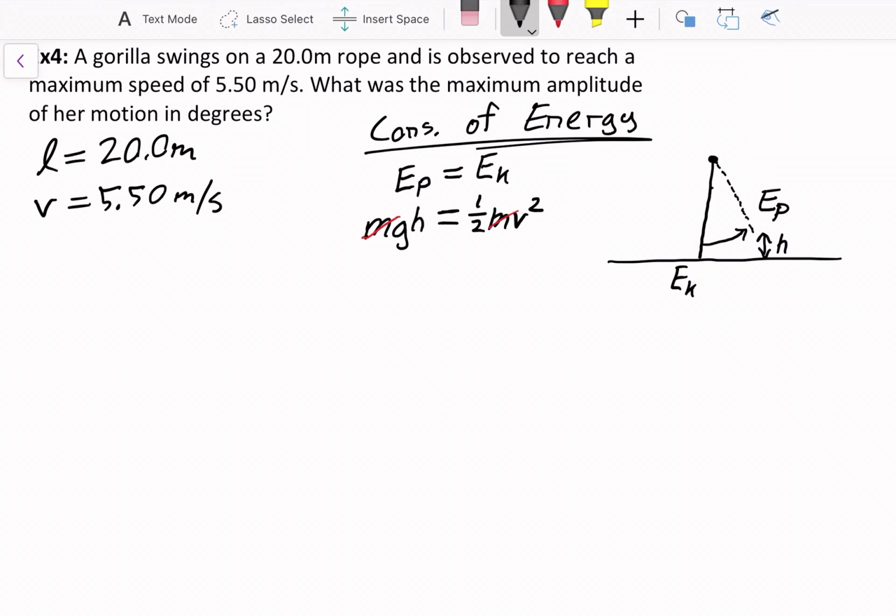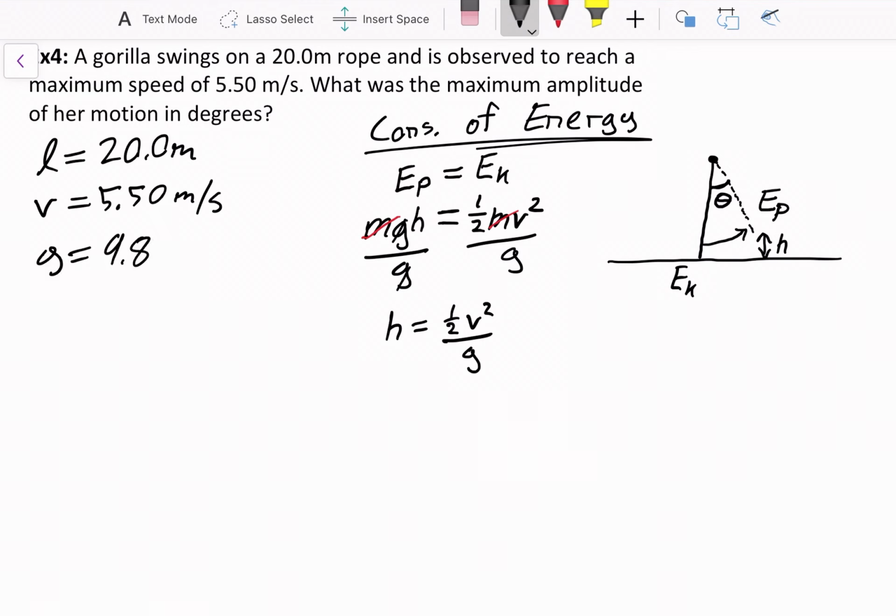So since we're looking for this amplitude here, we'll call this theta. That's going to be related to the height. So let's start by figuring out what the height that the gorilla reaches is. So we'll divide both sides by g to isolate the height here, and we find that height is equal to 1/2 v squared over g. There's no indication that this is on any planet other than Earth, so let's go ahead and assume that g is 9.81 meters per second squared. Not sure that we've ever discovered gorillas on a different planet, so let's go ahead and assume that.